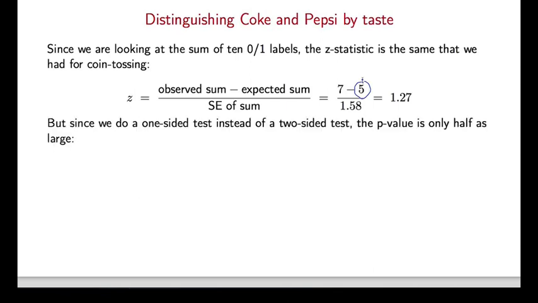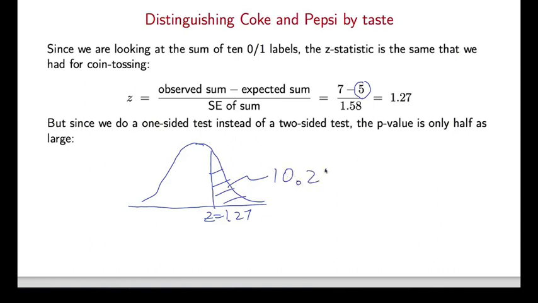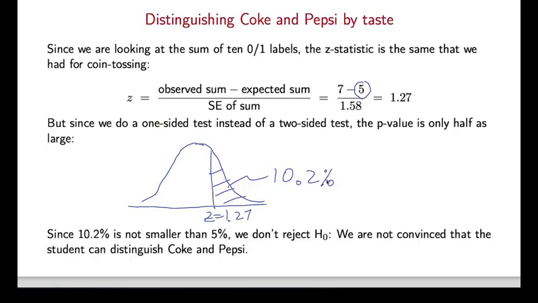So next we have to find the p-value. So we have a standard normal curve, and we look at a z-value of 1.27, and the area to the right turns out to be 10.2%. And remember, we do a one-sided test, so we're not going to double that one. And finally, the conclusion is, since 10.2% is not smaller than 5%, we don't reject the null hypothesis. So there's not enough evidence to convince us that the student can distinguish Coke and Pepsi.